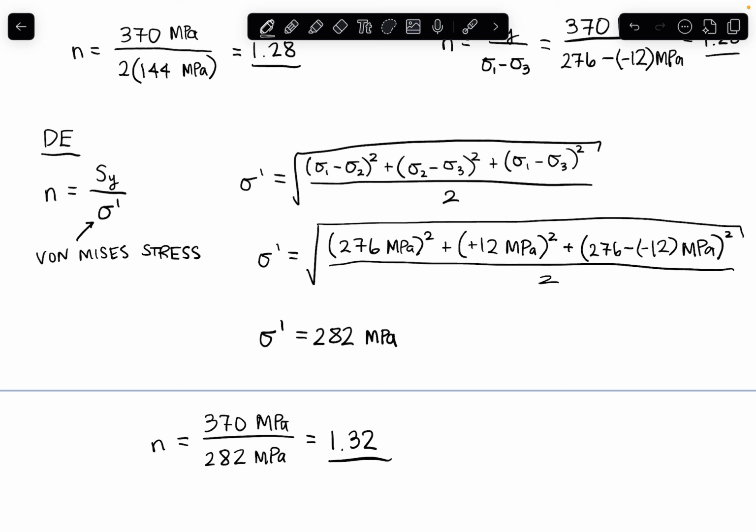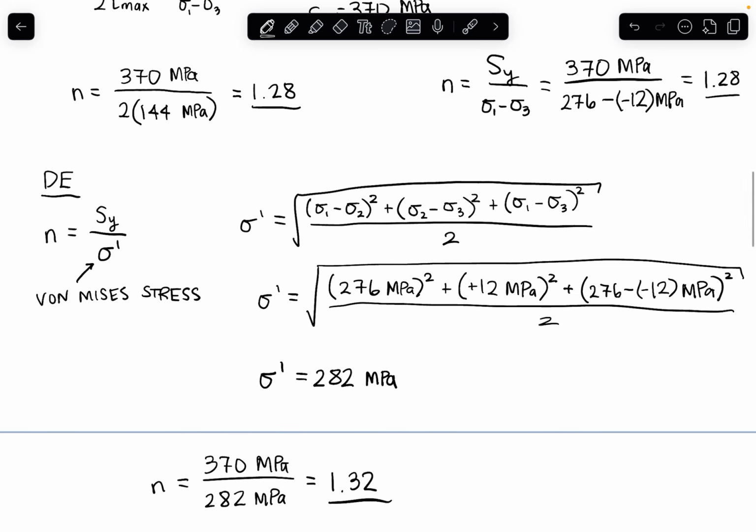And so you can see also that our safety factor using the distortion energy theory got a little bit higher than our safety factor using the maximum shear stress theory, and that is to be expected, right? We talked about in class that the maximum shear stress theory is more conservative than the distortion energy theory, although the distortion energy theory tends to be more accurate. So depending on your application, you will need to use your engineering judgment to pick which one of these theories should be used.